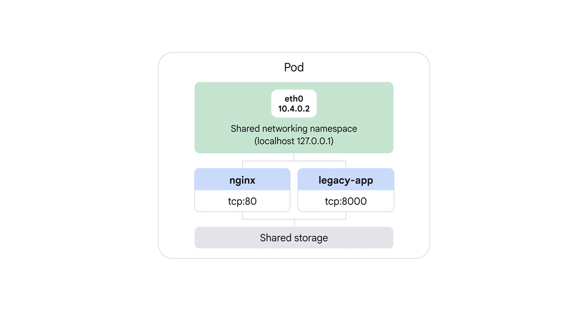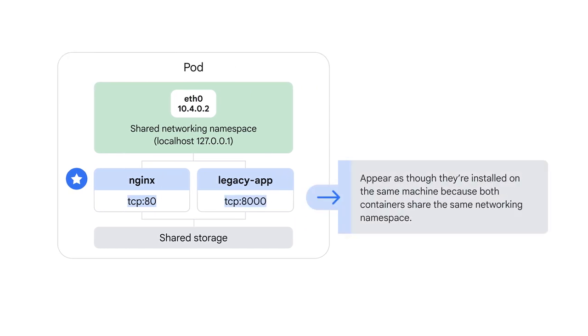For example, let's say a legacy application uses Nginx as a reverse proxy for client access. If the Nginx container runs on TCP port 80 and the legacy application runs on TCP port 8000, the two containers appear as though they're installed on the same machine because both containers share the same networking namespace. The Nginx container will contact the legacy application by establishing a connection to localhost on TCP port 8000.